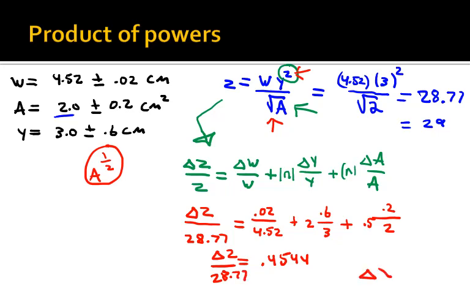So the uncertainty of Z times 28.77 is going to be 13. So our uncertainty is plus or minus 13 from this. What we're saying is it's plus or minus 29 plus or minus 13. And that's helpful because we can know that it's going to be higher or lower by that amount, and that makes it a lot more useful for us.